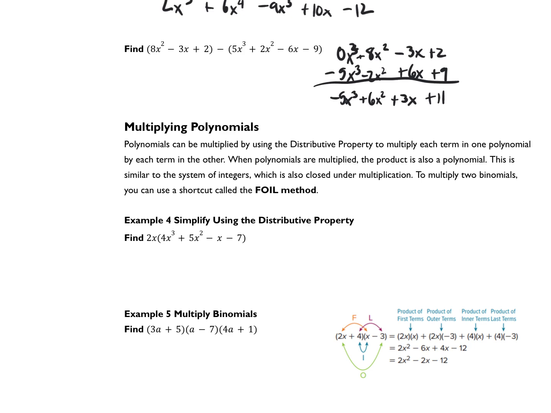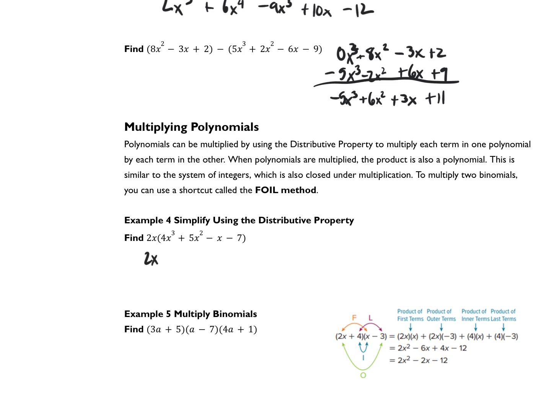This is similar to the system of integers, which is also closed under multiplication. So, to multiply two binomials, you can use a shortcut called the FOIL method. So, that's whenever you have two binomials. But whenever we have a monomial multiplied by a polynomial, we just distribute the monomial to everything inside the parentheses.